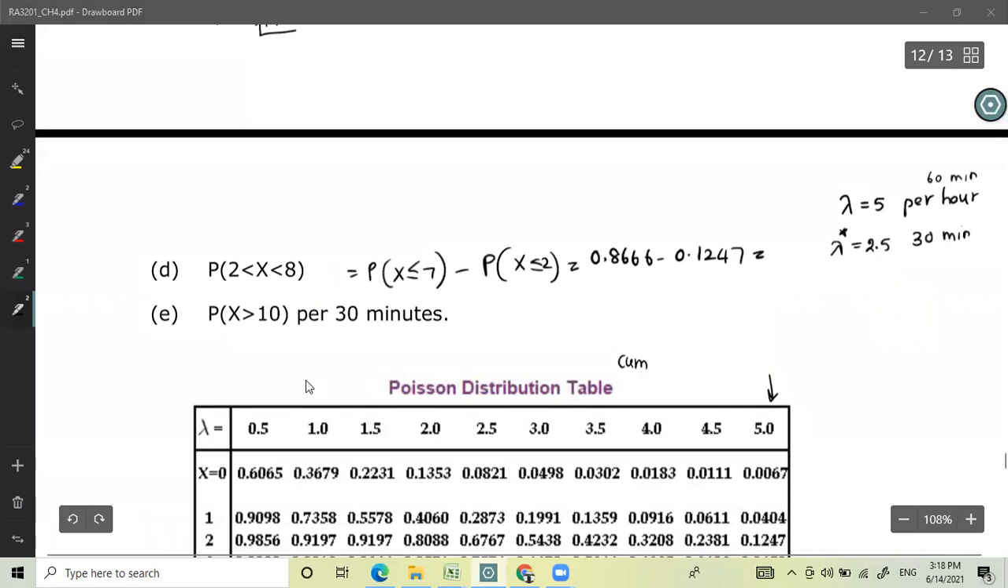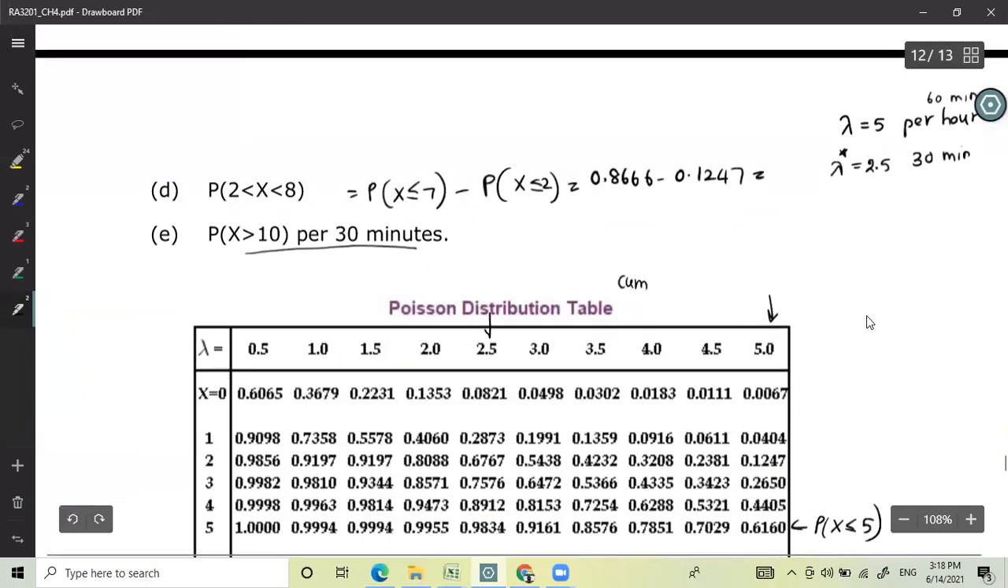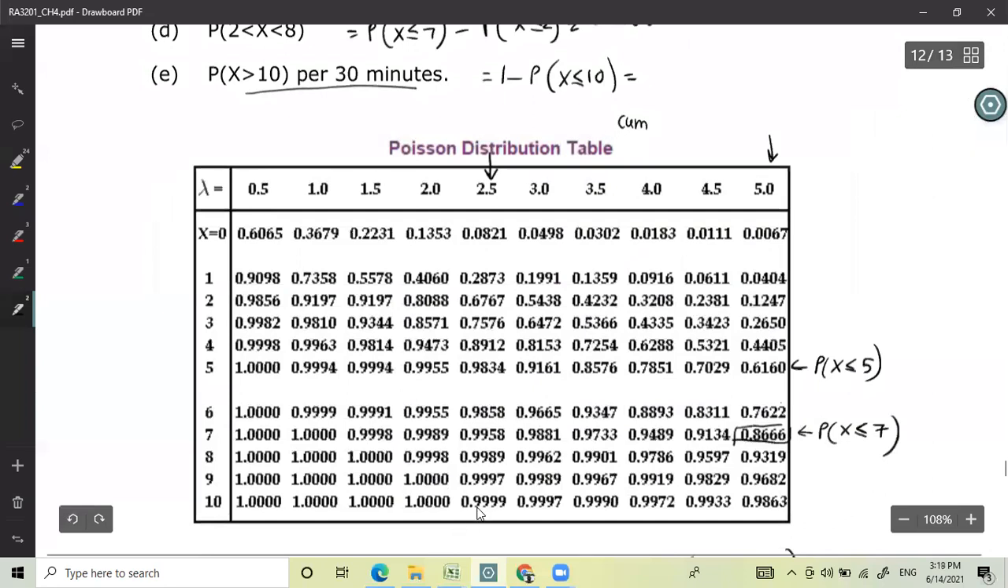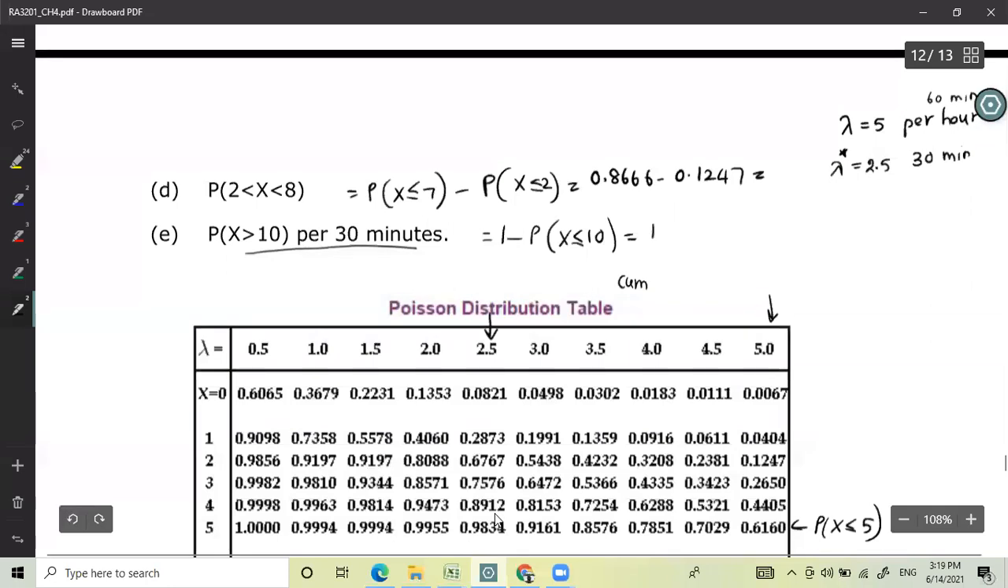Whenever your rate changes, you have to find the new lambda, and then you have to find the probability. Now your new lambda is 2.5, so I have to read the 2.5 column. Greater than 10. So that will be 1 minus P(X less than or equal to 10) with lambda 2.5. So here's 2.5 and here's 10, 0.9999. That will be 1 minus 0.9999, which is going to be 0.0001. Okay, is that clear to all of you how to find the new lambda?